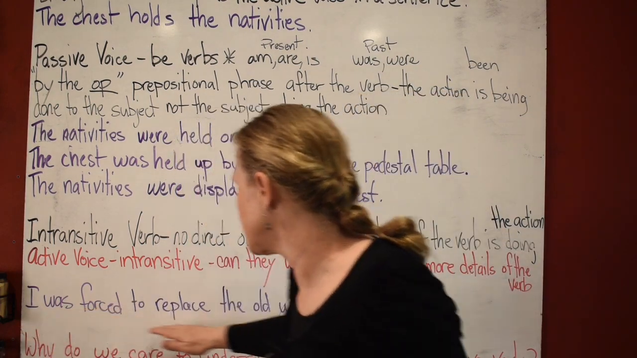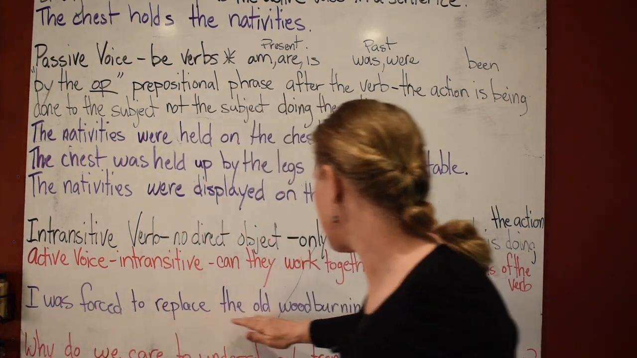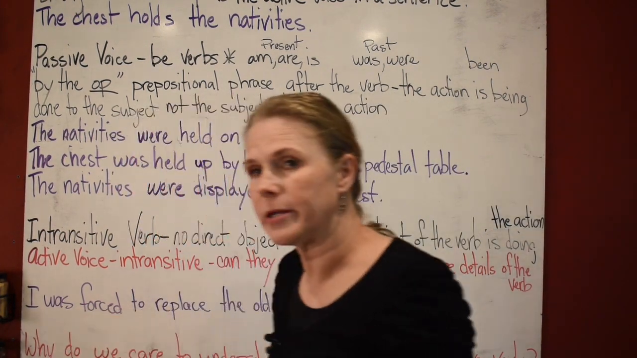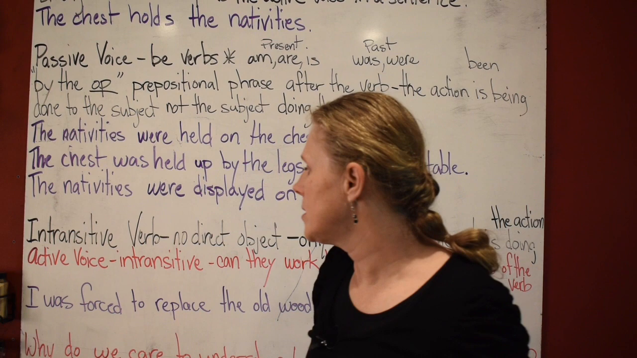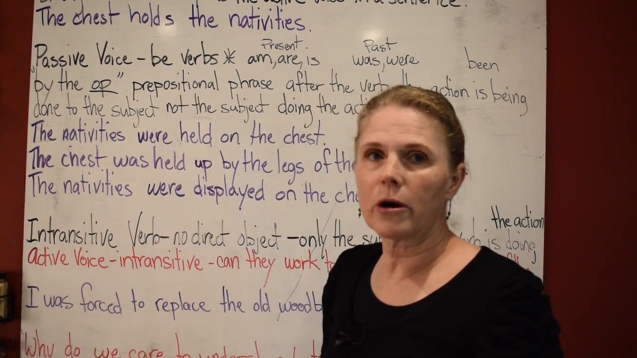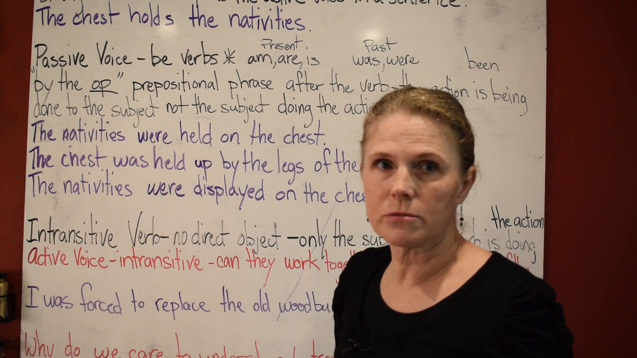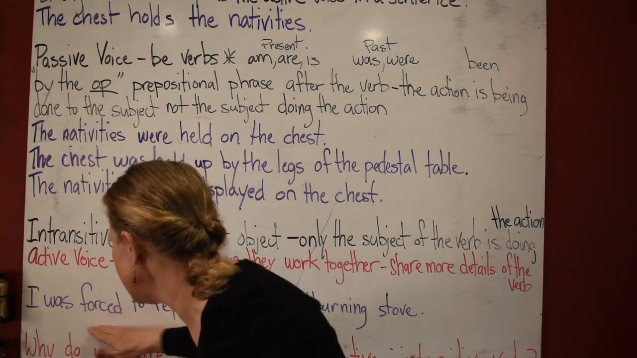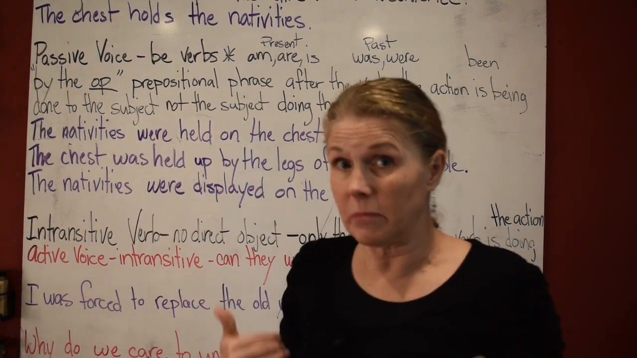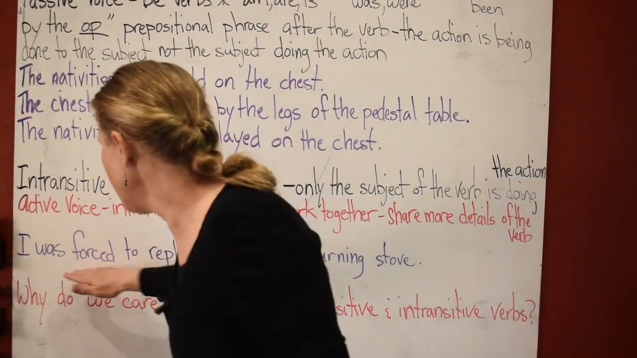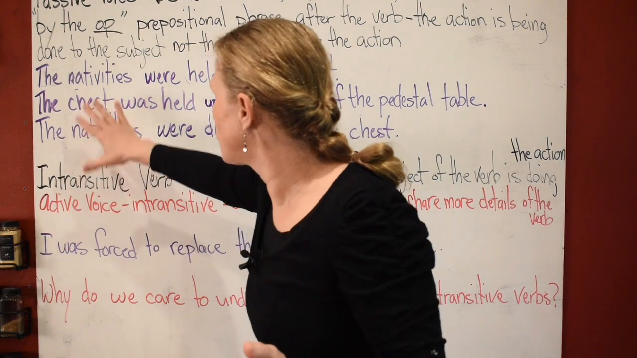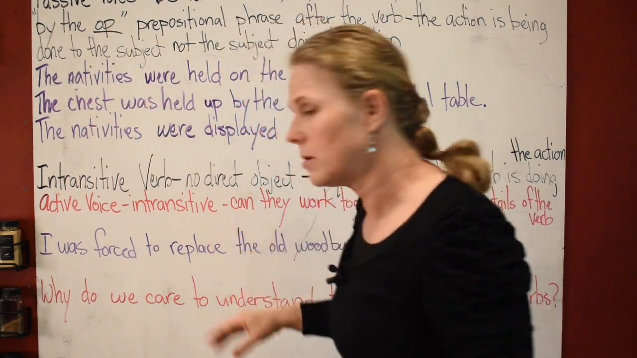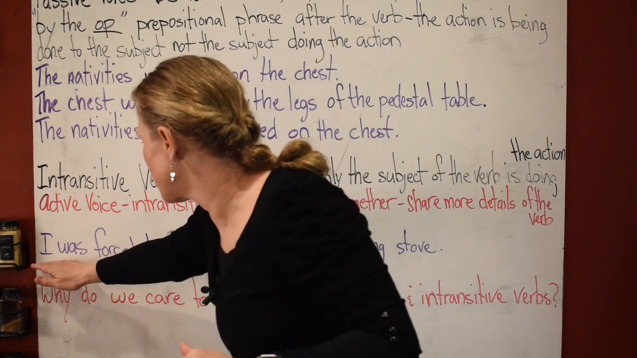Now, look at this one. I was forced to replace the old wood-burning stove. Well, what's the verb doing? Is the subject receiving the action or is it doing the action? It's receiving. You're right. The subject is receiving the action. I was the one being forced, right? I'm the one being forced. We know that this is going to be in passive voice. Where's our direct object? It's in the subject.